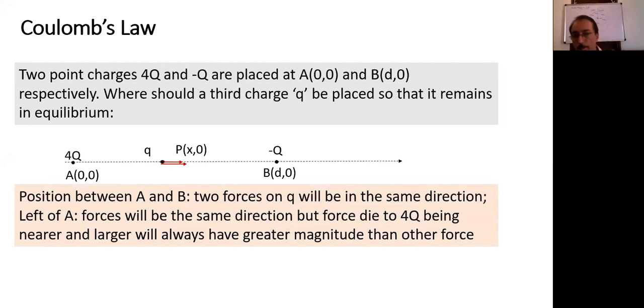Left of A, what will happen? Why can't we keep it left of A? Is it possible that we place the charge somewhere here? If I place the charge here, what will happen? One will be attractive, one will be repulsive. The force will be in the opposite direction. So is it possible to get a position left of A where the force is 0?